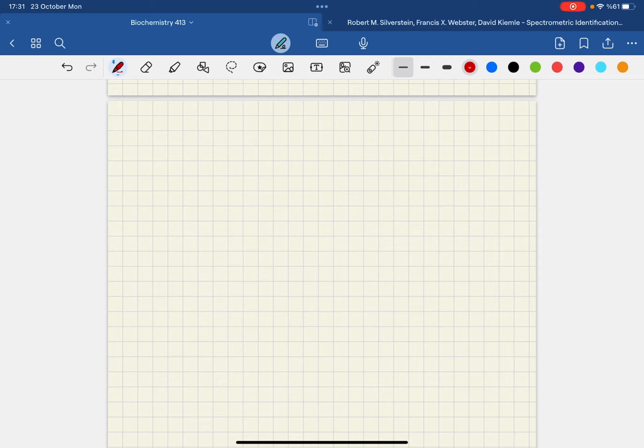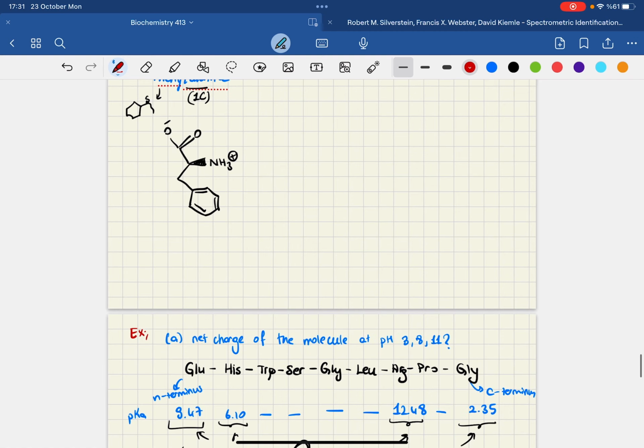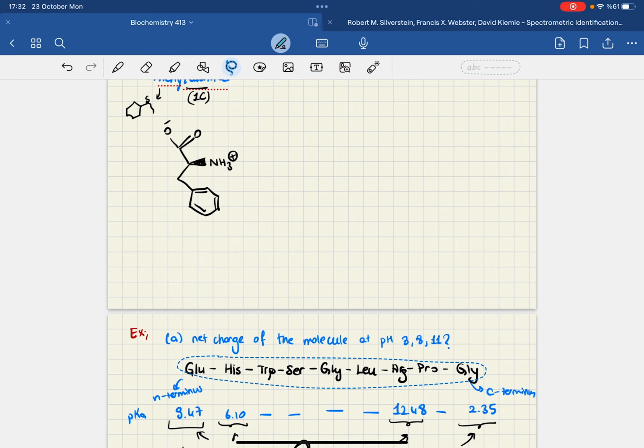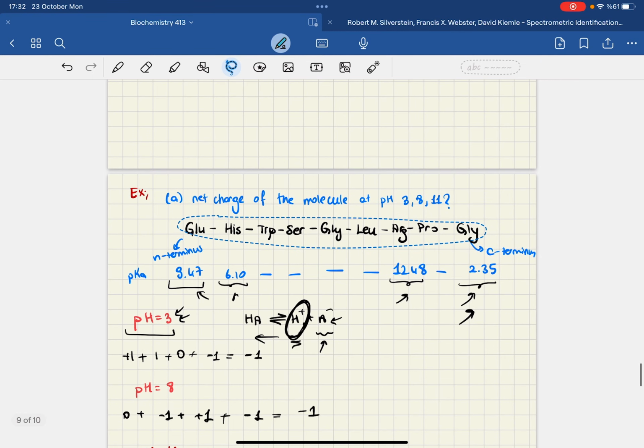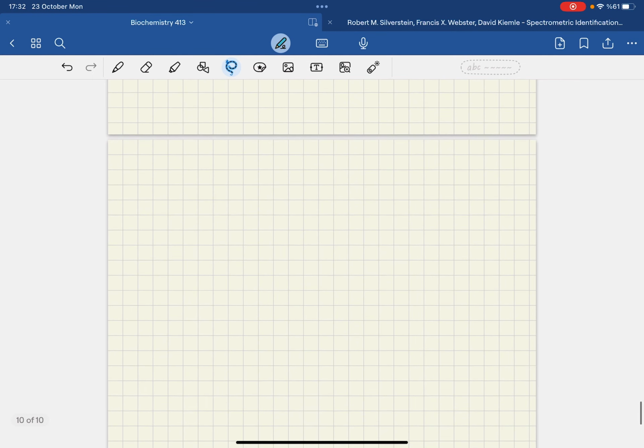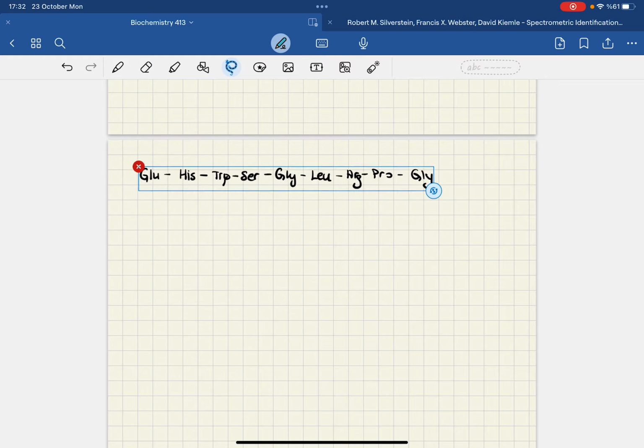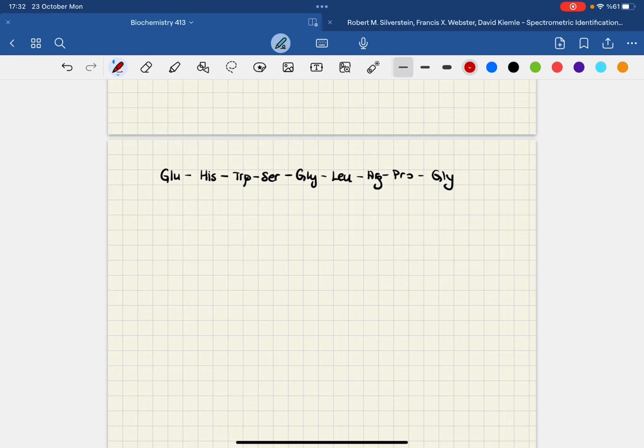And now we will start by solving a problem about amino acids. Our problem will be that we have a long molecule composed of amino acids, and we will find the net charge of this molecule at different pHs. So now first of all, let me just take the question itself, and let me try to explain how we can do this.